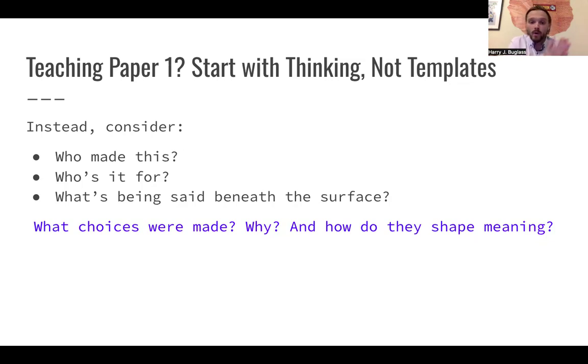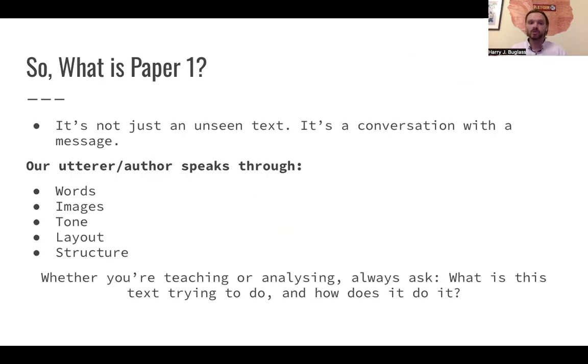You are going to learn to ask what choices were made, why, and how do they shape meaning. So finally, the closing reflection. What is paper one? It's not just an unseen text. It's a conversation with a message, one where the author speaks through words, images, tone, layout, and structure. Your role, whether you are a teacher or a student, is to listen carefully and respond with insight. Start not with templates, but with questions. Start with real media. Ask, what is this text trying to do? And more importantly, how is it trying to do it? That is paper one.